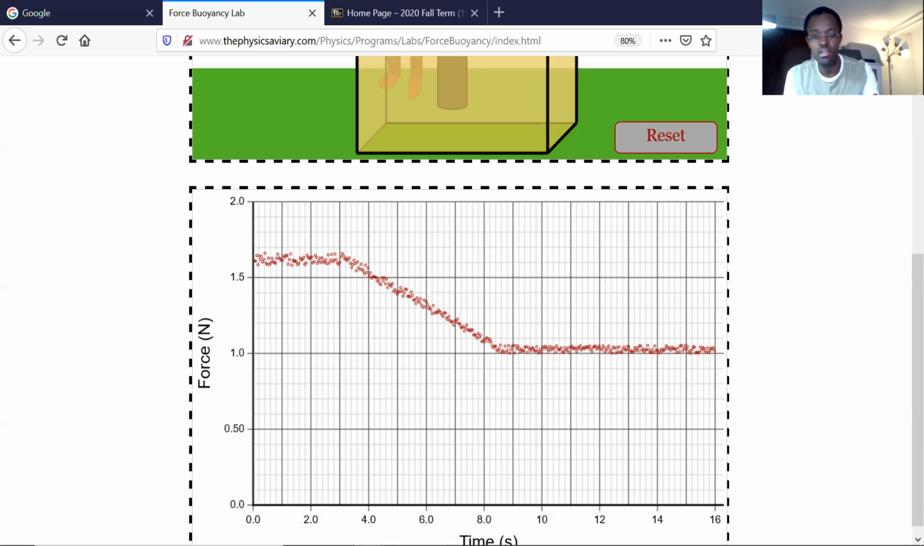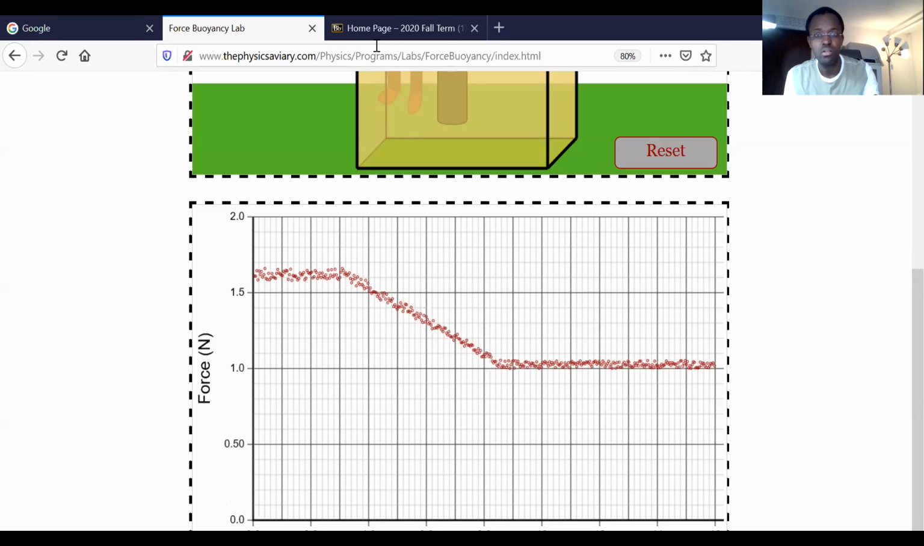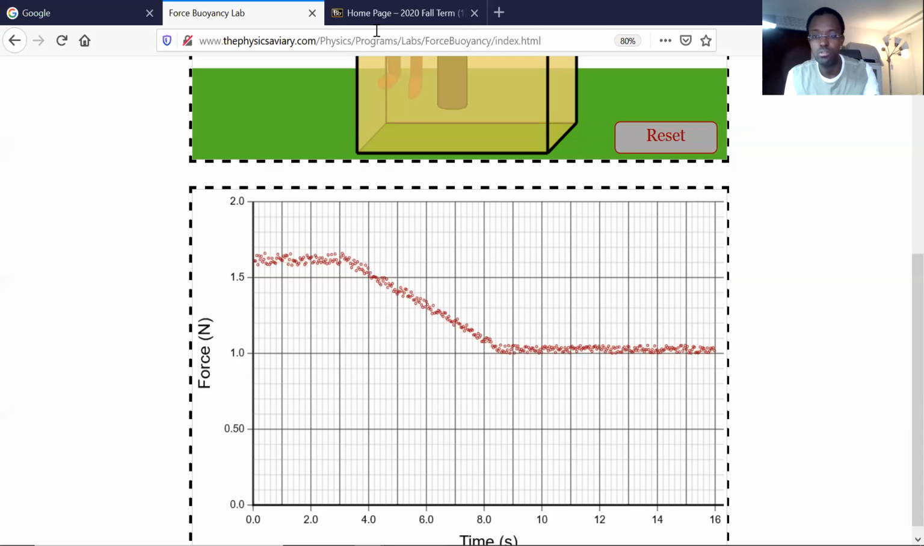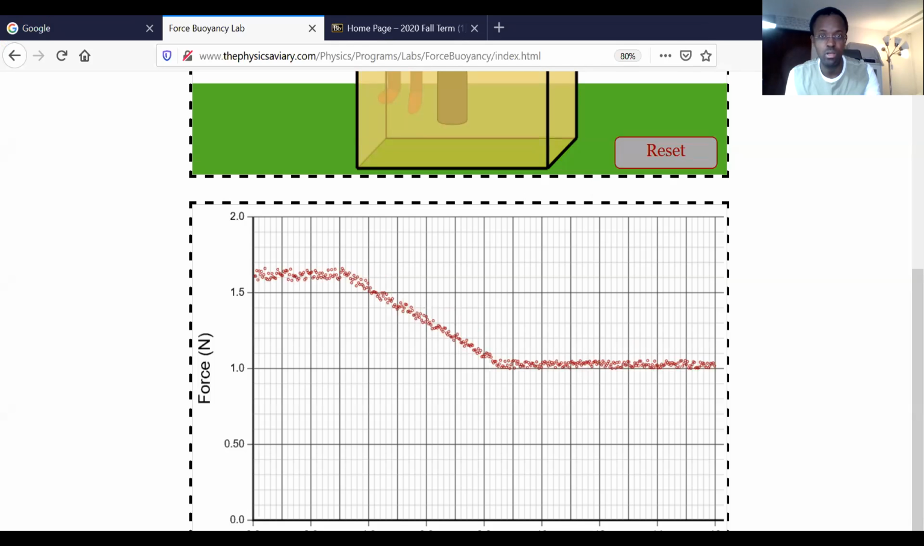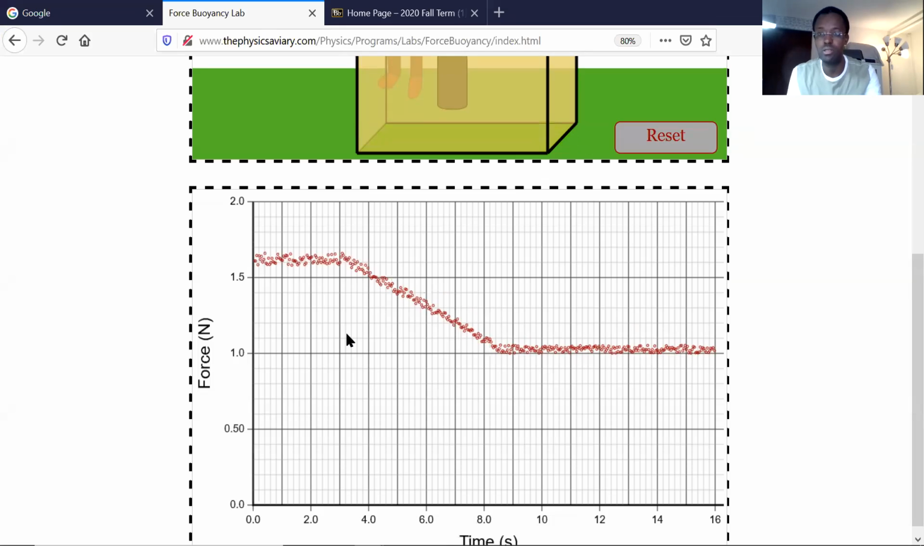I think I have an answer in the chat room. Let me see. I don't think I can read it while I'm sharing my screen. So you'll have to tell me what it is. I can't read your answers in the chat room when I'm sharing my screen, unfortunately.